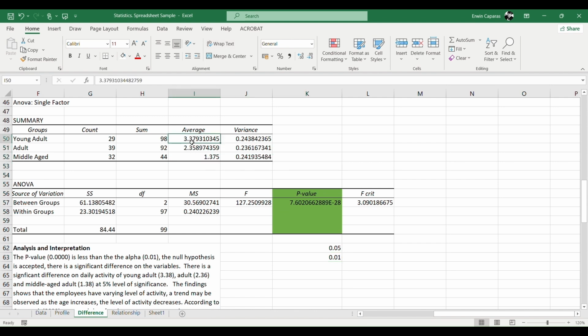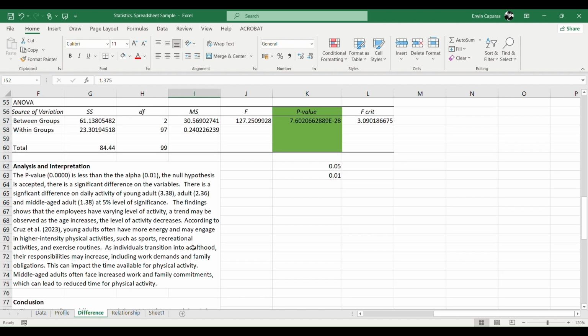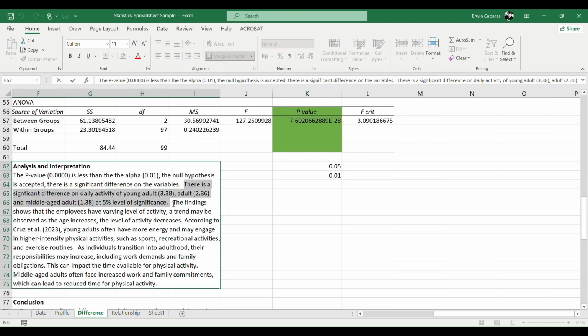Ang average ng young adult is 3.37. Ang adult ay 2.3. And then, ang middle-aged adult ay 1.375. Ano napansin natin? Mas active yung mga young adult followed by the adult, at medyo inactive na yung ating mga middle-aged adult. So that is how we interpret it. There is a significant difference on the daily activity of young, which is 3.38, adult 2.36, and middle-aged adult 1.38, at kanina 0.01 ang ginamit natin. So this will be 1% level of significance.